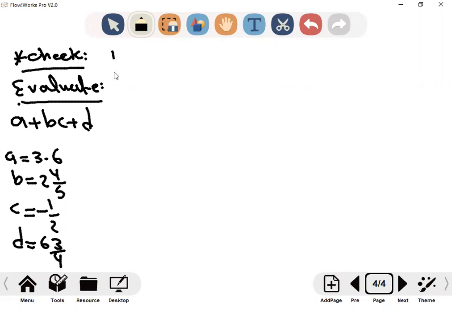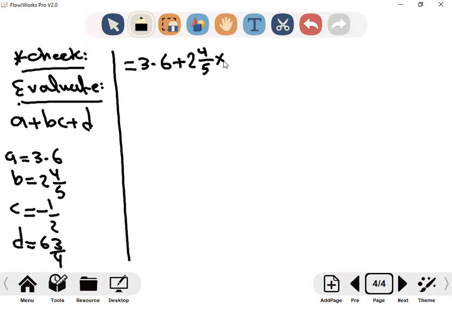First step, replace the variables by their values. A is given 3.6 plus BC, which means B multiply C. B is how much? 2 and 4 over 5 multiply C, which is -1 over 2. This is negative, this is negative, okay? Negative 3.6. BC, we are done with it. Plus what? D. D is how much? Plus 6 and 3 over 4.